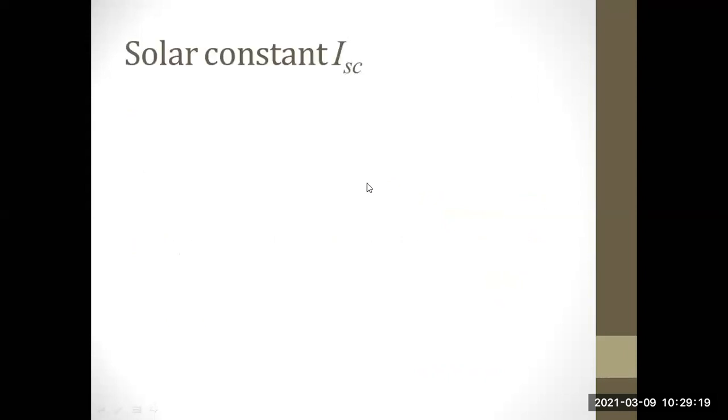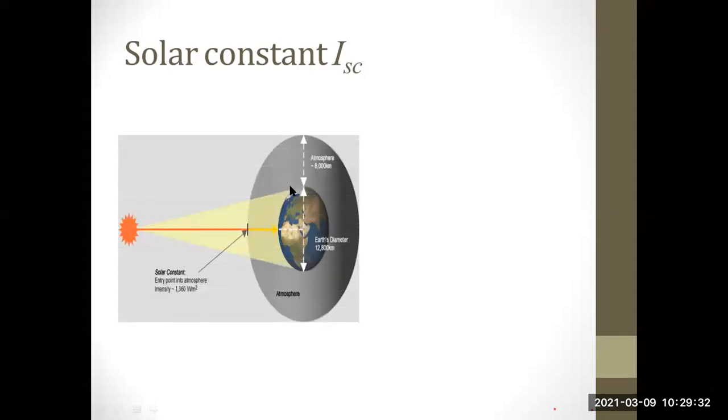Now the most important aspect of today's lecture is the concept of solar constant and how to calculate the value of solar constant. What is the meaning of solar constant, that we are going to learn. Now see this diagram very carefully. This is the sun, and we know that the output power of the sun is around 3.839 into 10 to the power 26 watt. That means that much amount of power the sun is continuously generating.